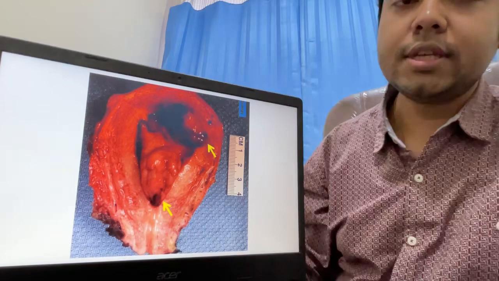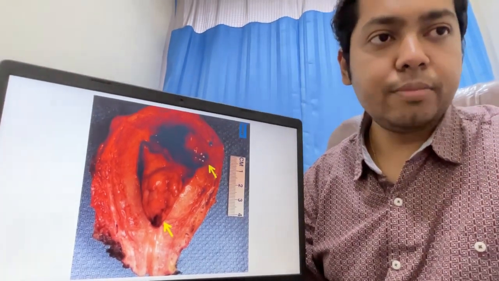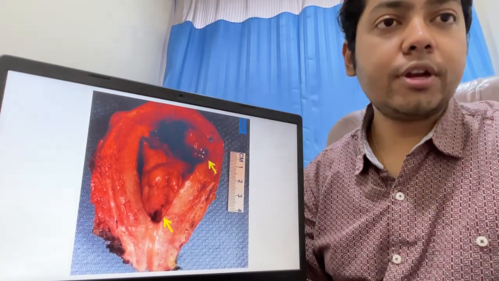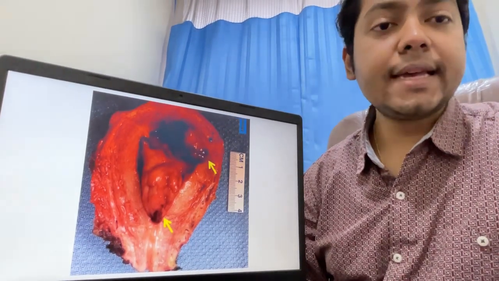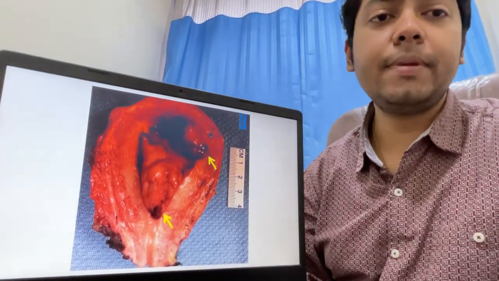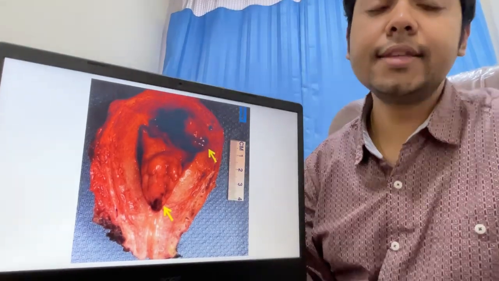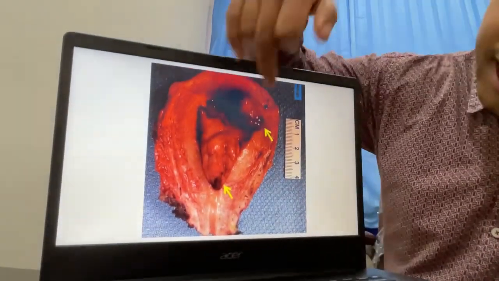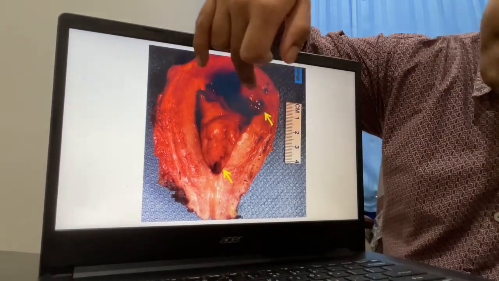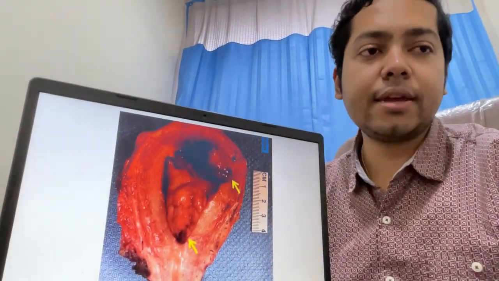So this is probably a specimen of carcinoma endometrium, or it can be a large endometrial polypoidal growth. If such a growth comes, then your diagnosis will be most probably endometrial cancer, endometrial carcinoma. This is because of this growth. Now look here, what all the differential diagnoses can be.